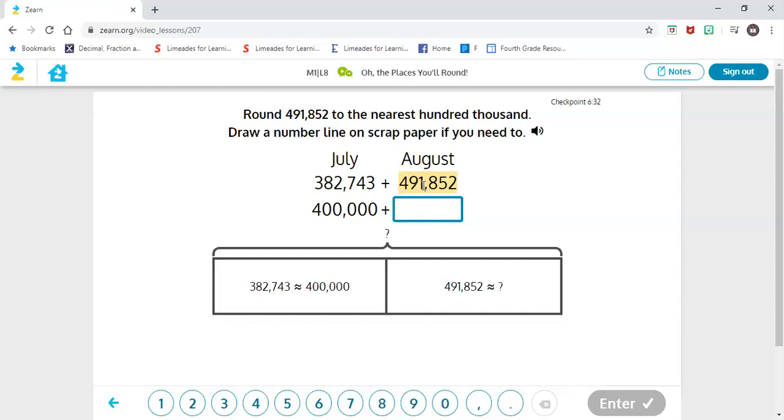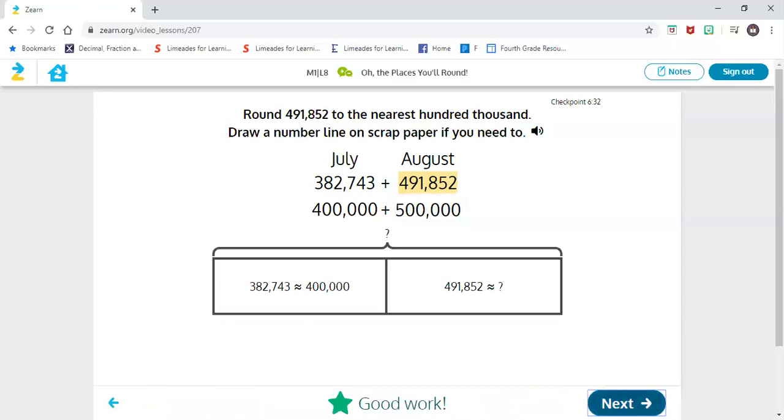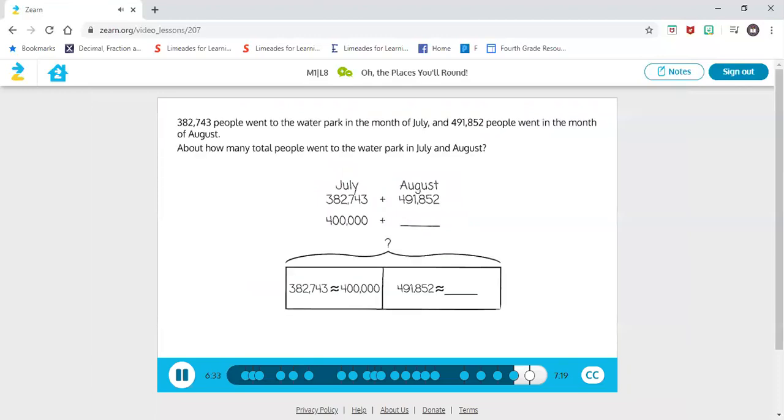This number, 491,000, is greater than 450,000. So that means that this will be rounded up to 500,000. 491,852 rounded to the nearest 100,000 is 500,000. Both addends rounded up. Now we're ready to estimate the total number of people who went to the water park. Add 400,000 and 500,000 to solve. Then complete the answer sentence.